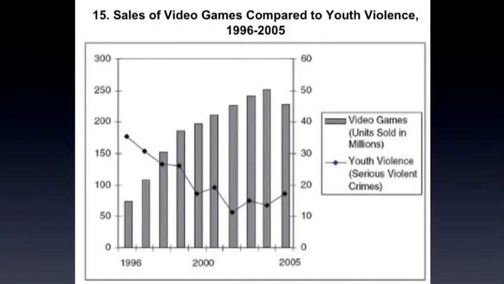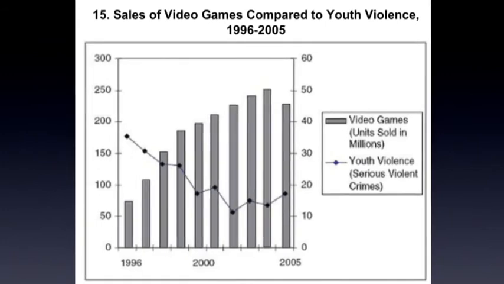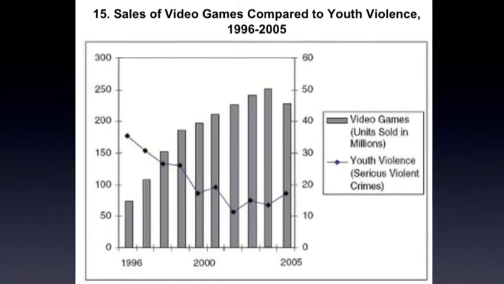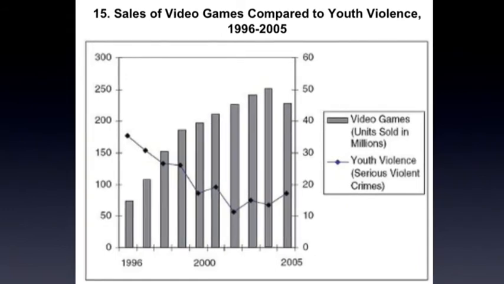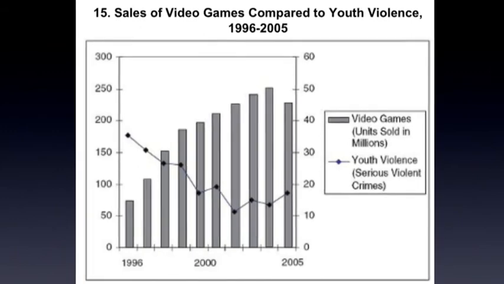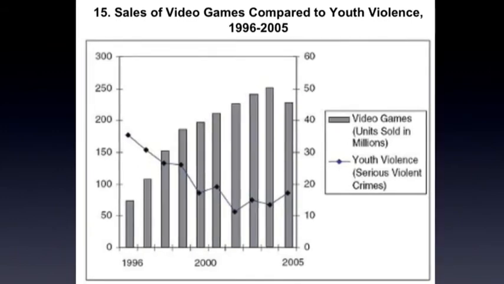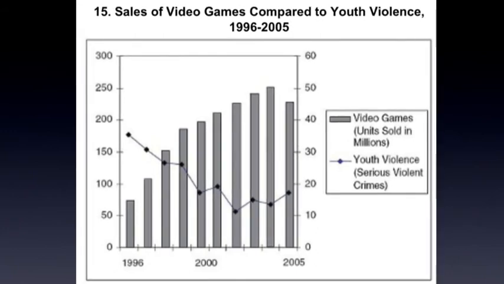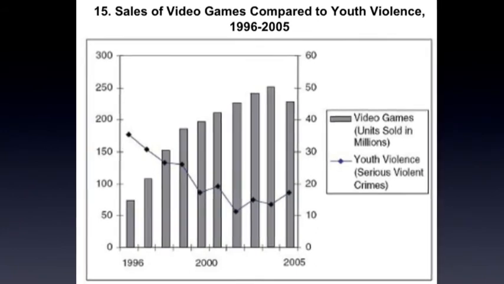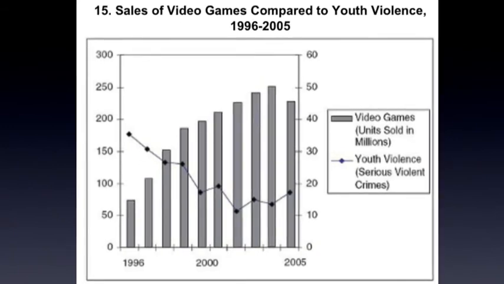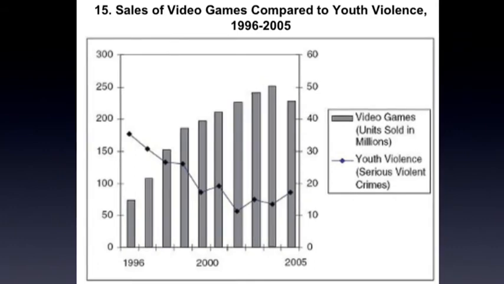What kind of misconceptions did you have when encountering this graph for the first time? When I first looked at it, what confused me first was knowing whether the left y-axis went with the line graph or the bar graph. I know that one of the axes represents the number of video games sold in millions, and the other represents a count of youth violent crimes recorded from 1996 to 2005, but I didn't know which one.